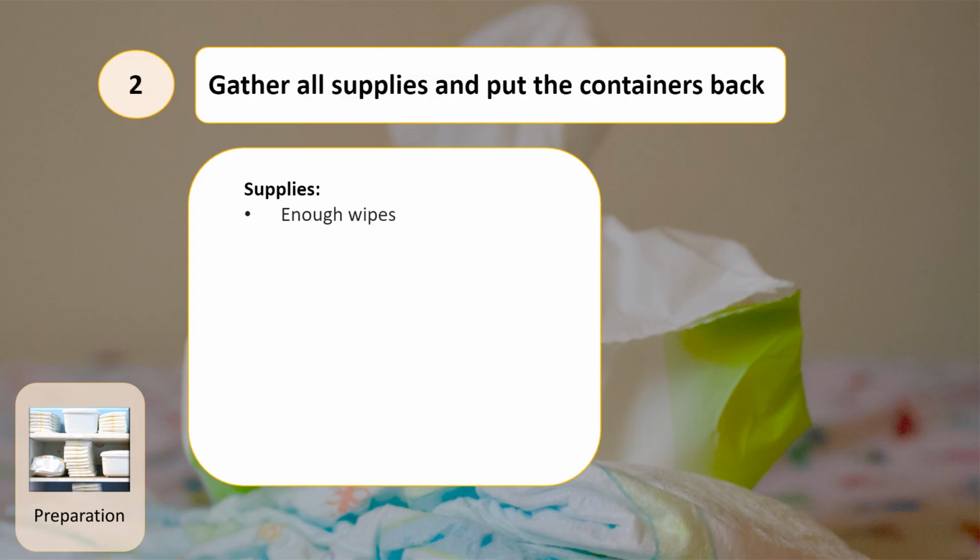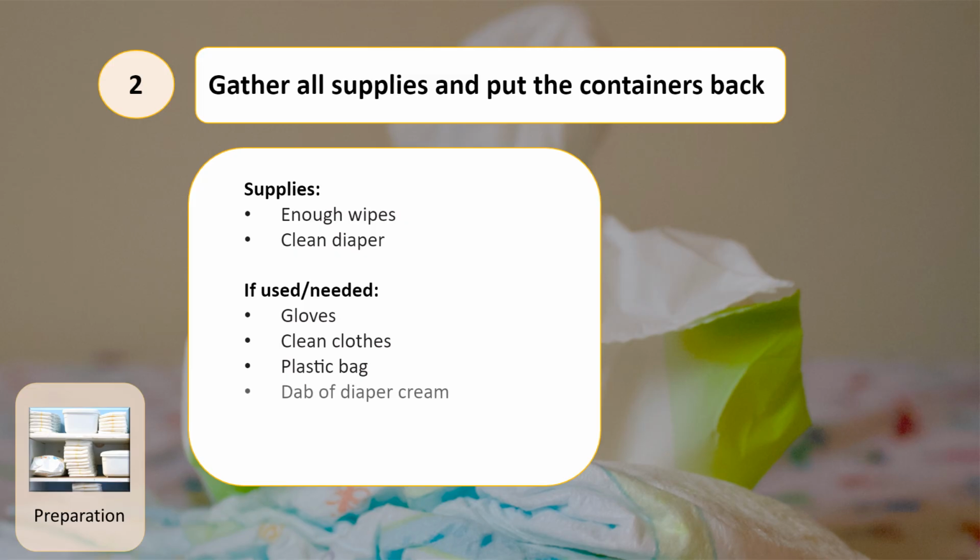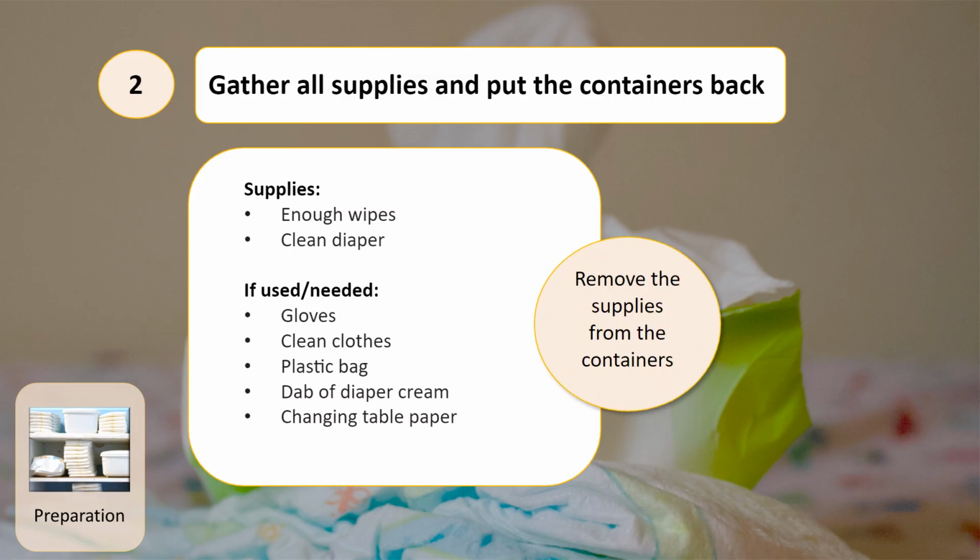Along with enough wipes and a clean diaper, you may consider gloves, clean clothes, a plastic bag for soiled clothes, or a cloth diaper, a dab of diaper cream on a disposable cloth, and enough changing table paper to reach from the child's shoulders to their feet. Remove the supplies from the containers and put them back. For example, rather than bringing the entire bin of diapers or container of wipes to the changing area, bring only one clean diaper and the number of wipes you think you will need.